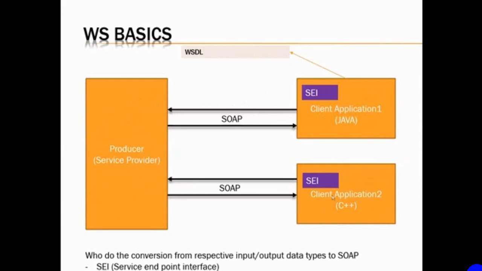Similarly, in this client application C2, whenever I write in a C++ programming language, that should be converted into an XML or JSON file format and sent to the producer saying that this is the method they are calling and these are the parameters they are passing. So the Java has to be converted into XML and JSON file format, and the C++ program also has to be converted into the respective XML and JSON format.